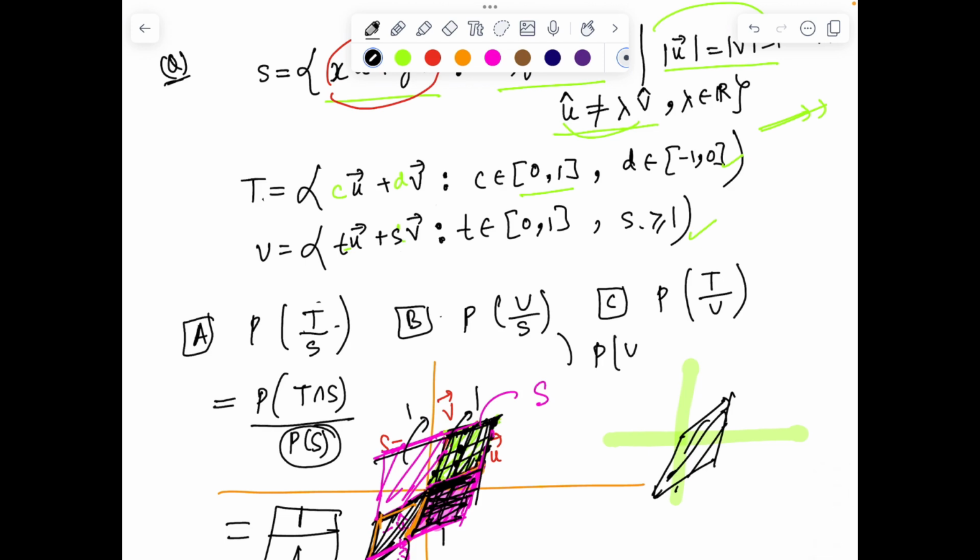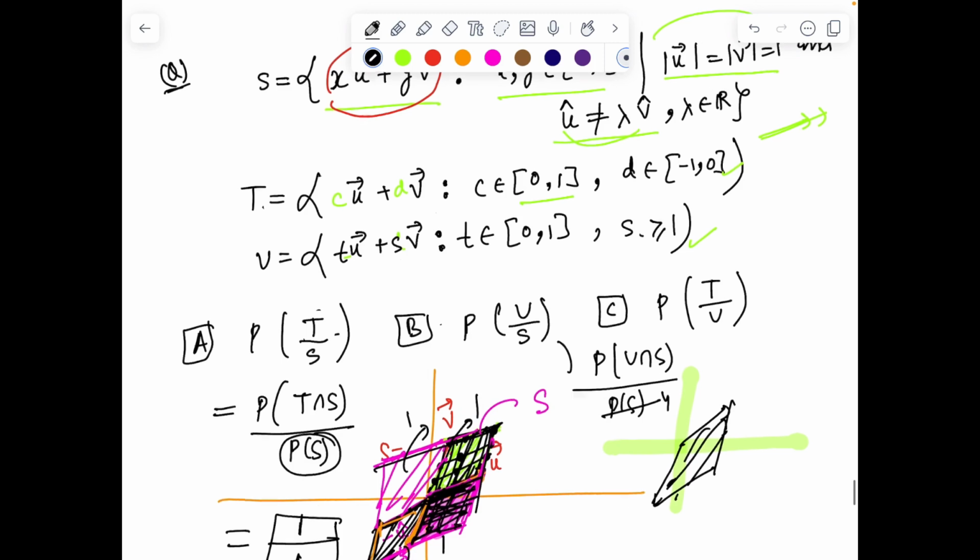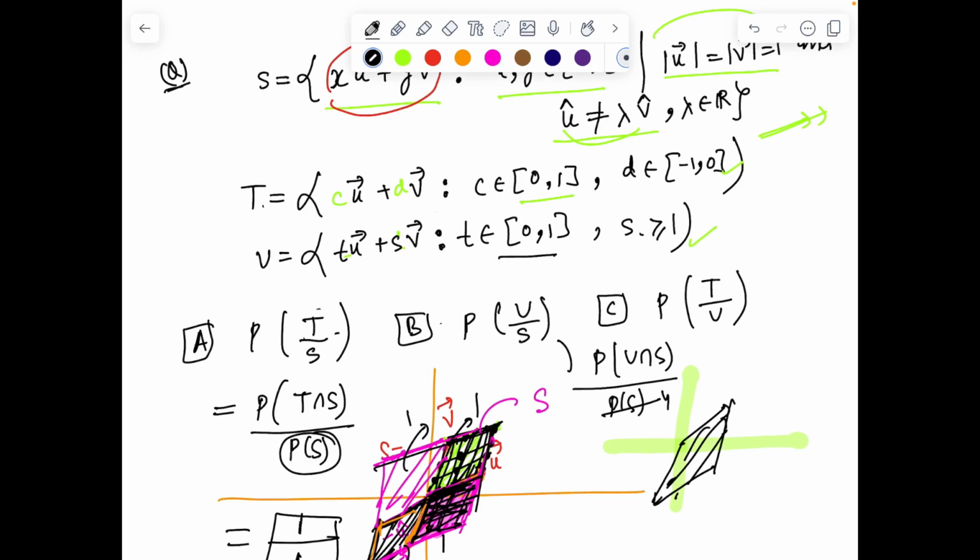Similarly, you can see how to do the second part. P of U intersection S divided by probability of S. P of S is already 4, if I make it proportional to area. Now, how many elements are in U and S?